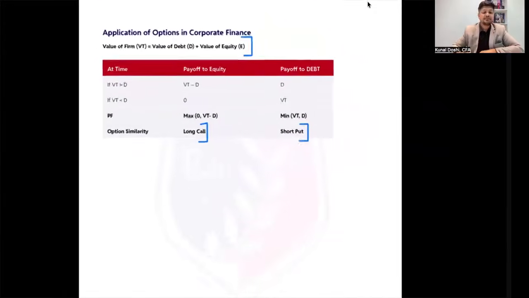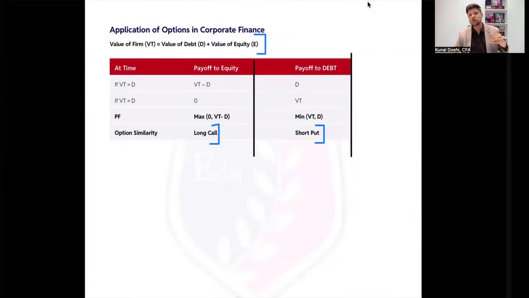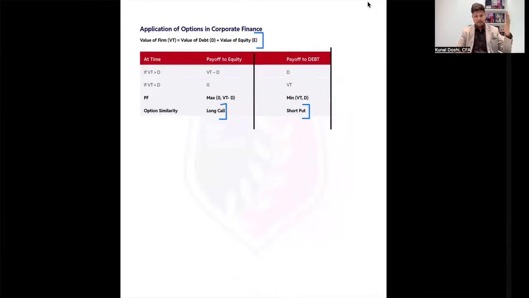Now, guys, this part we already discussed in corporate issuers: investment in equity is like a long call and investment in debt is like a short put. Long call because equity will benefit when the value of the company increases. Debt will lose when the value of the company falls. So it's like long call and short put. This we already discussed in corporate issuers.